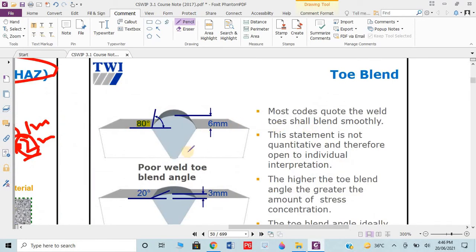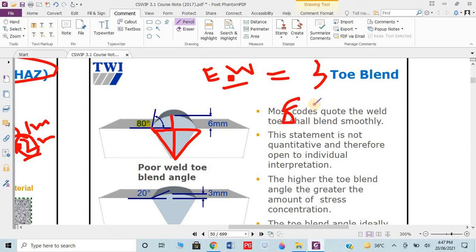Then you have the toe blend, like we have already discussed. This is the actual design of the weld. If you have excessive metal, like excessive weld, it has a specific tolerance. If in the drawing they mentioned 3 millimeter excessive weld, and the actual is, suppose, 8, then we can simply add 8 plus 3 equals 11. Till 11 millimeter it's acceptable. If it's beyond 11 millimeter, then it will be rejected.